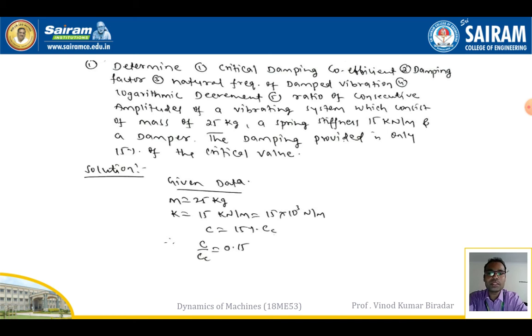Here in the question, the mass of the system is given, m equals 25 kg, and the stiffness k is given as 15 kilonewton per meter. Since it is given in kilonewton, you convert it into newton per meter, which is the standard SI unit. Read the question carefully, twice or thrice, and note down the given data. Four quantities are given: mass, stiffness, and damping of 15% of the critical damping, so C by Cc is 0.15 divided by 100.